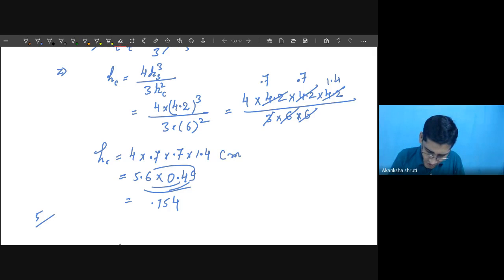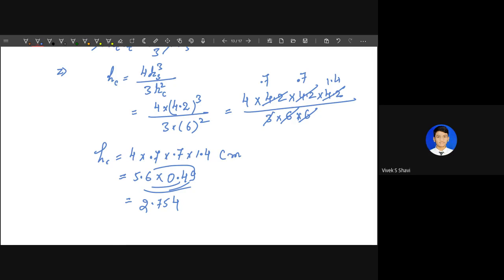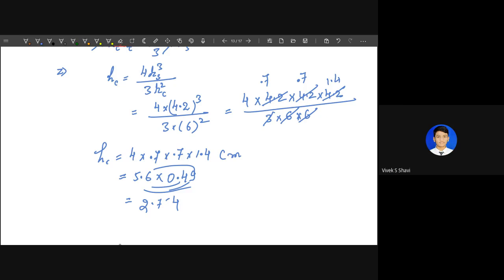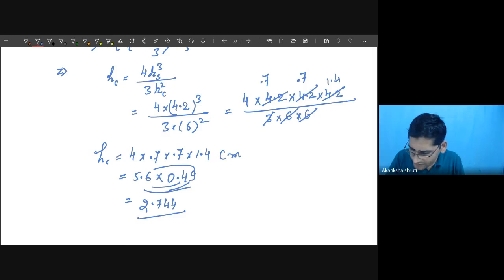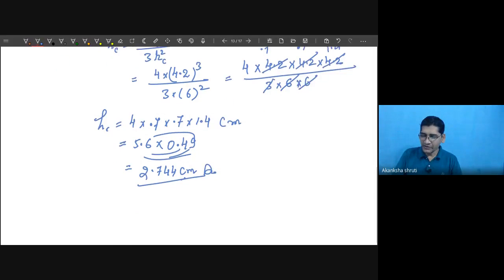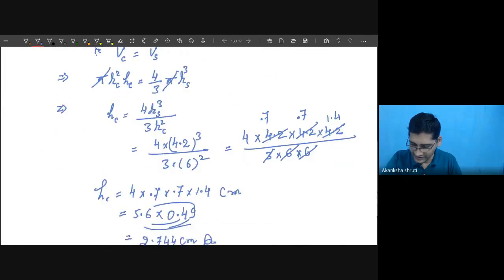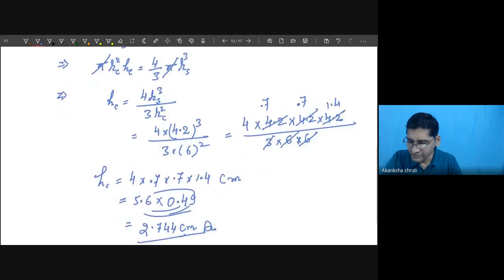It is 2.7. Yeah. 4. 2.74 only, or 754? So 744. Yes. The unit you never forget, it is given as centimeter, so it is this one. So this was the height of the cylinder that we have calculated. Here is our 2.744.